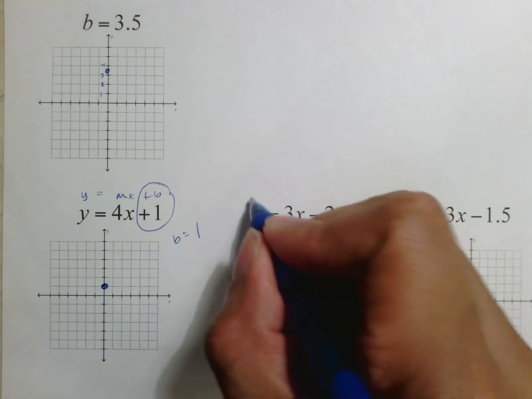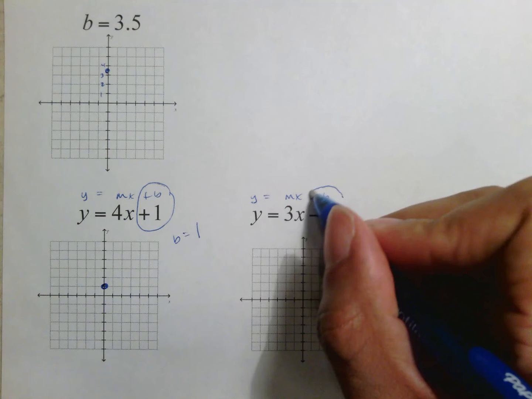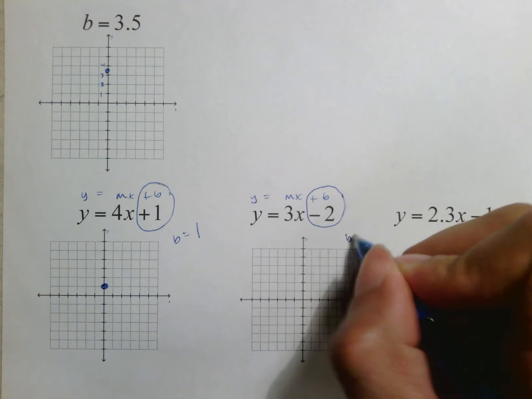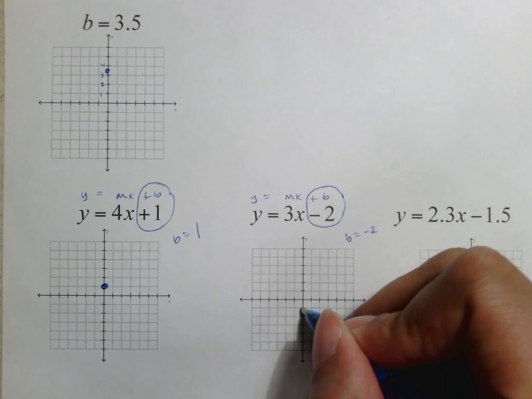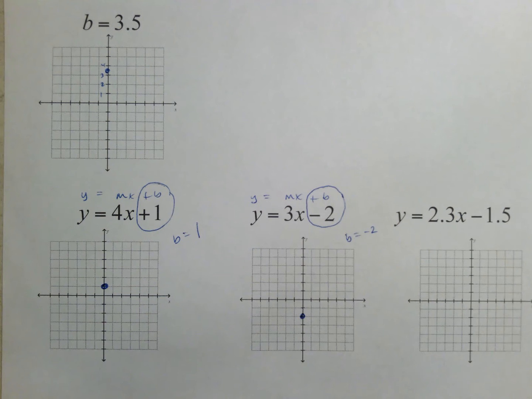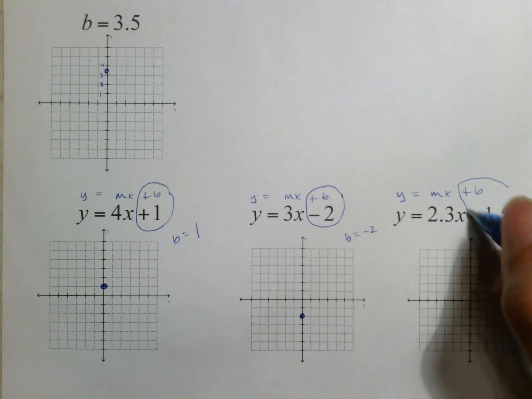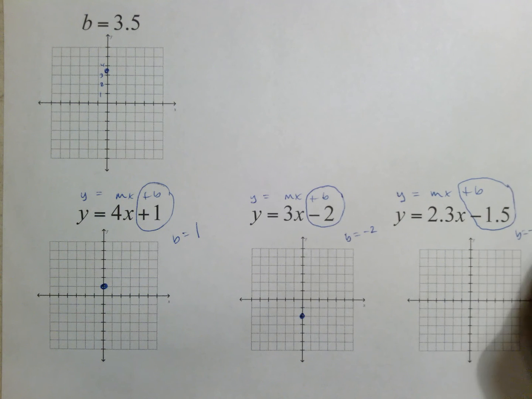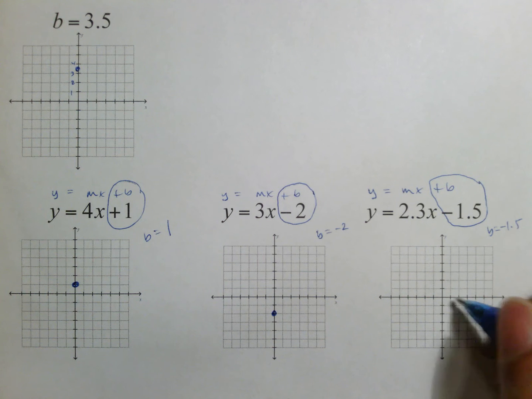Looking at the next one, again, if you need to see it, just write the formula y equals mx plus b. If I am looking for b, that is in the location of b, so b in this case is negative 2. Remember that because it's negative, we go down 1, 2, and put a dot. That is b equals negative 2. Same thing on the third one, y equals mx plus b. The number that's in the place of b is negative 1.5. And so that means that I go down, because it's negative, 1.5, which puts me about right there.